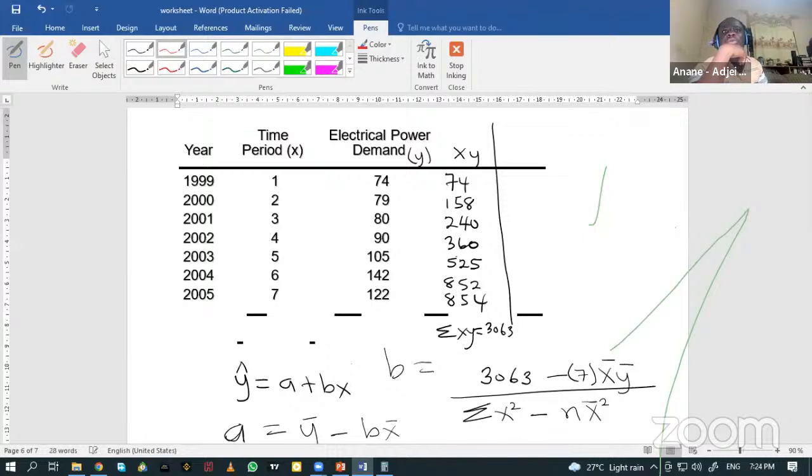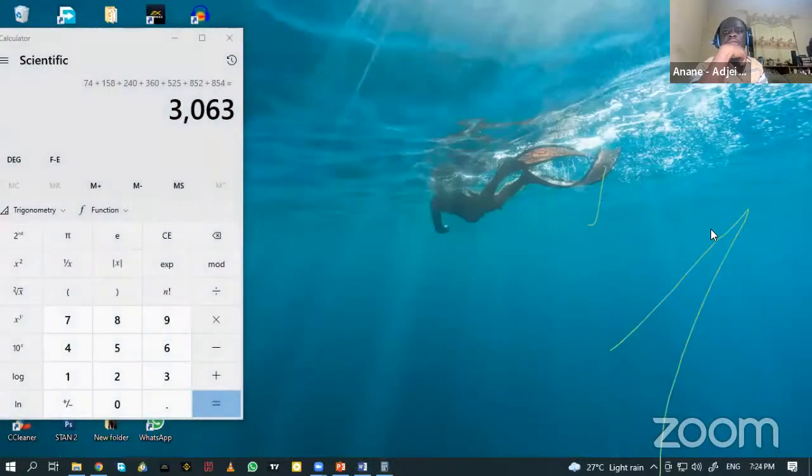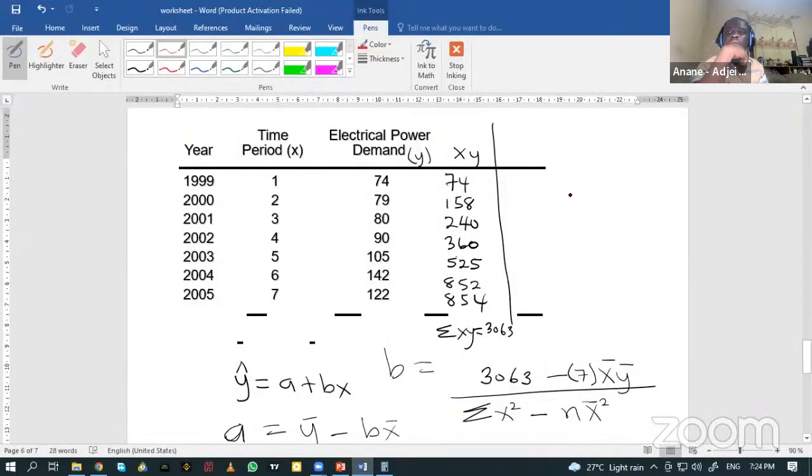I don't know who wrote on my screen, this thing is disturbing me like that. Rotation. Okay, good.